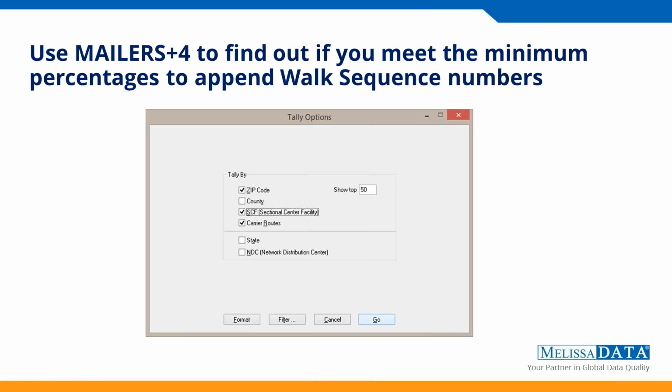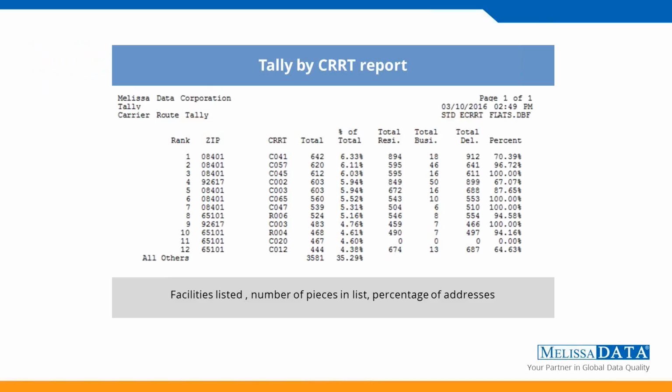Here we've run a tally by carrier route, and you can see the percentages, the total number of deliveries in the route, 912 at the top one, and then this report shows you what percentage you have. So you can see some of the routes don't reach the 75 percent requirement, but some are over 90 and even 100%. Those routes could qualify for walk sequencing and could then qualify for saturation rates.